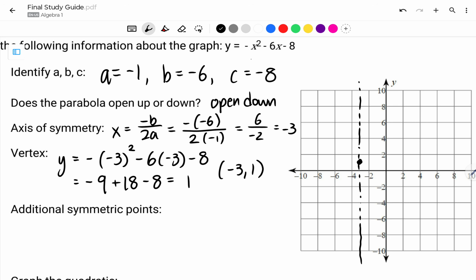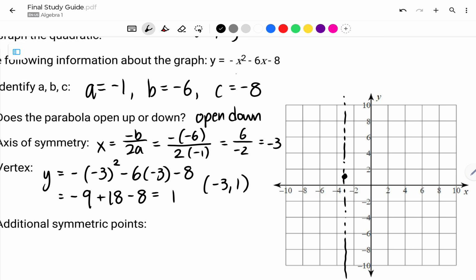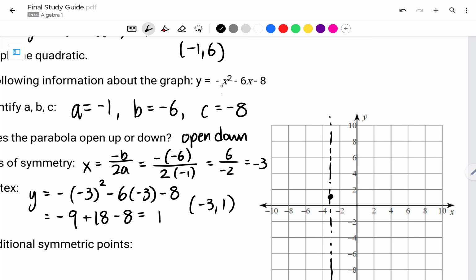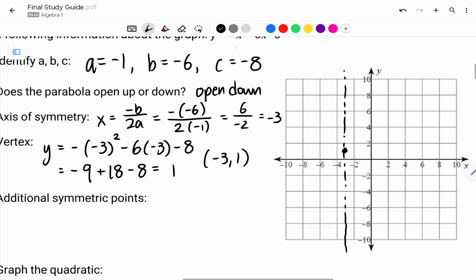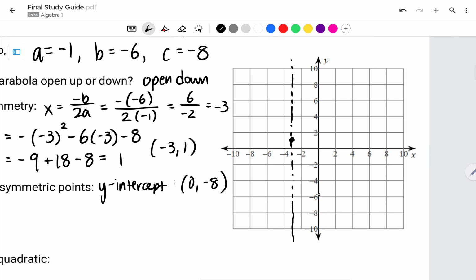What are some symmetric points? So remember, it's going down this time. If I plug in 0, I know my y-intercept is -8. So I have y-intercept at 0 and -8. So I could plot my point there first, -8, and then I want to do the same thing on the other side right here. Let's try to get some of these, some of the closer ones.